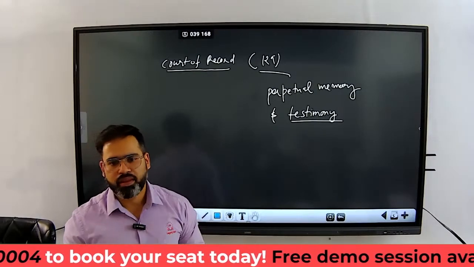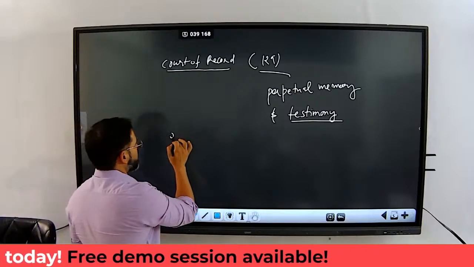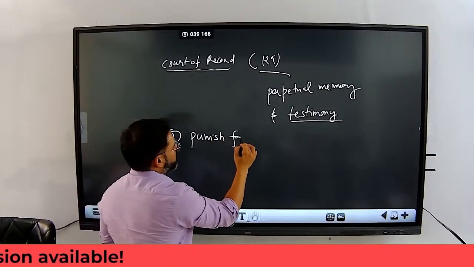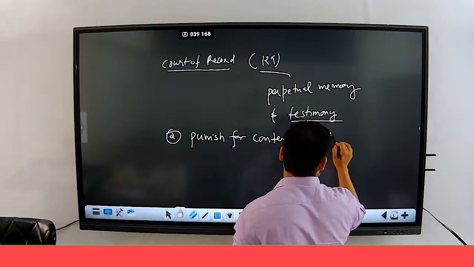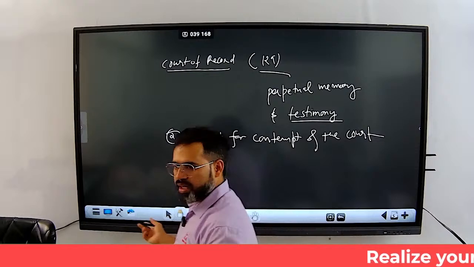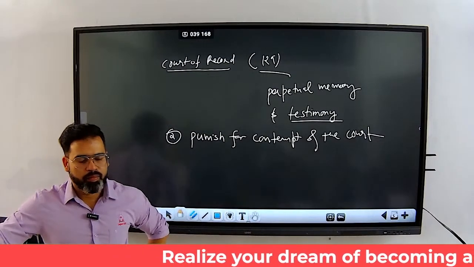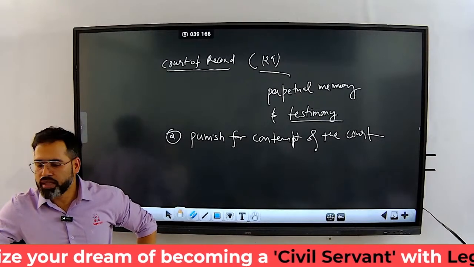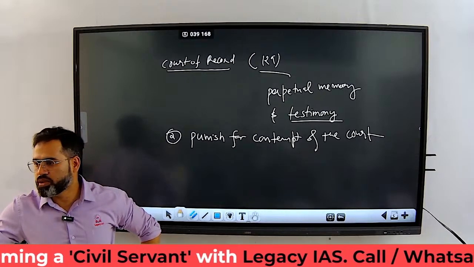second meaning इसका क्या है? They can punish for the contempt of the court. Second meaning, they can punish for contempt of the court. First meaning already we have done. Second meaning है, courts basically they can punish for the contempt. It has power to punish for contempt of the court.